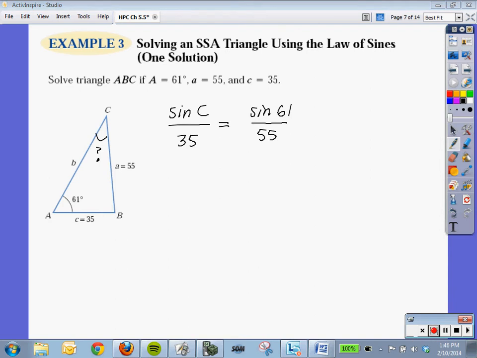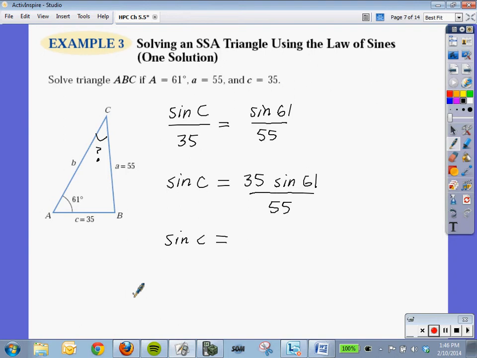And so from here we're going to solve for the sine of C. So we're going to multiply both sides by 35, and that gives us the sine of C is equal to 35 times the sine of 61 divided by 55. So let's see what we get here. We have the sine of C is equal to 35 times the sine of 61 divided by 55, which approximately gives 0.5566. I'll go ahead and leave it at that.